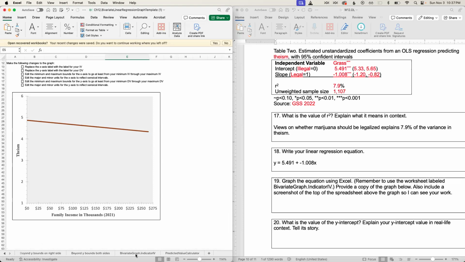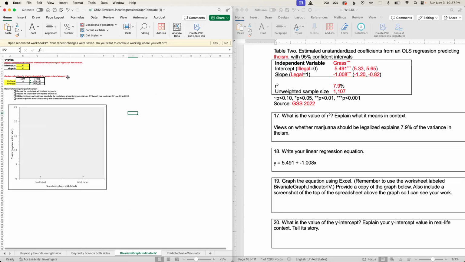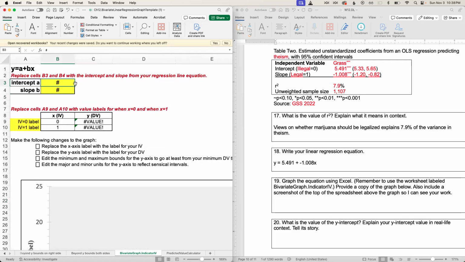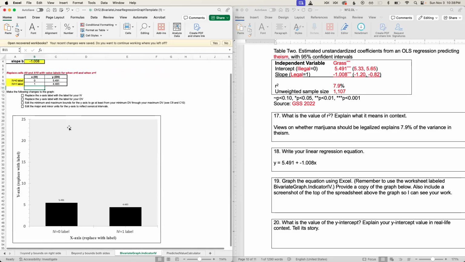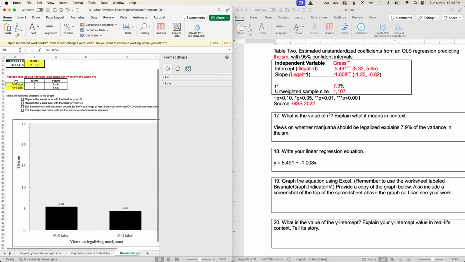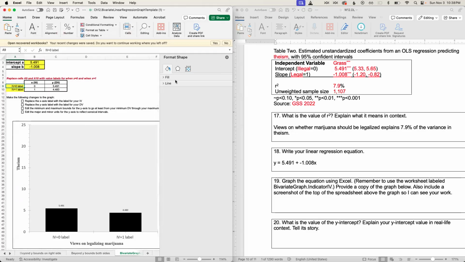So I'm going over on the bottom to where it says bivariate graph dot indicator IV because I have an indicator independent variable. So I'm going to put in my intercept. I'm going to put in my slope. And now I have this. I need to change these. This is theism. This is views on legalizing marijuana. Oh, and then I also need to replace these yellow ones. So it says IV equals 0 label. So that's right. It should be illegal.